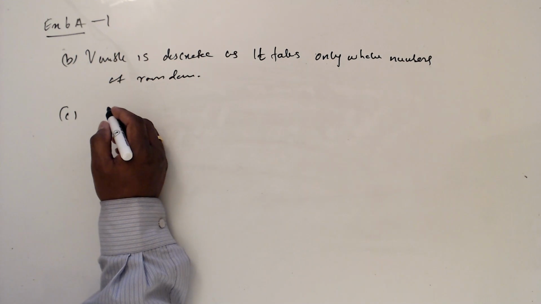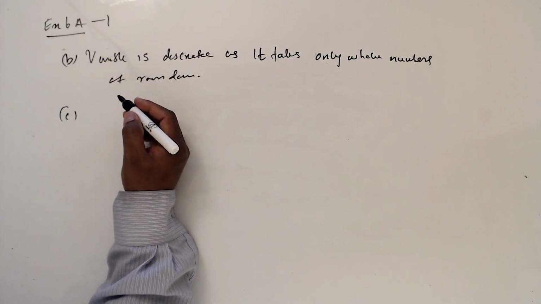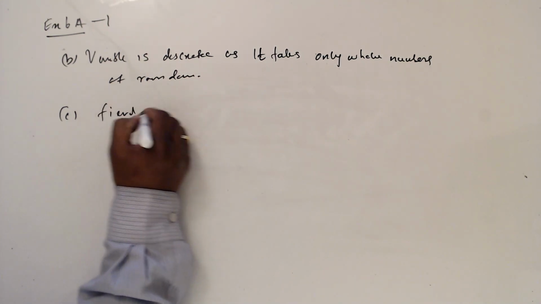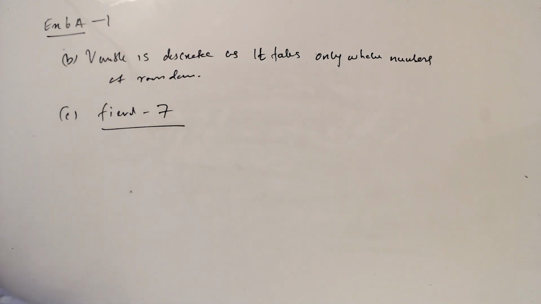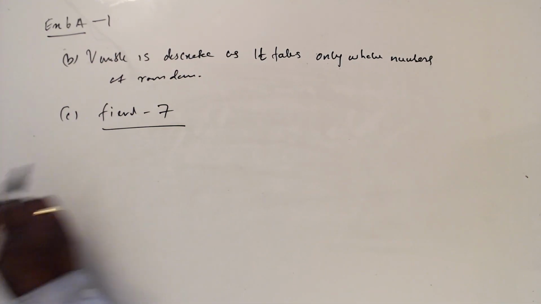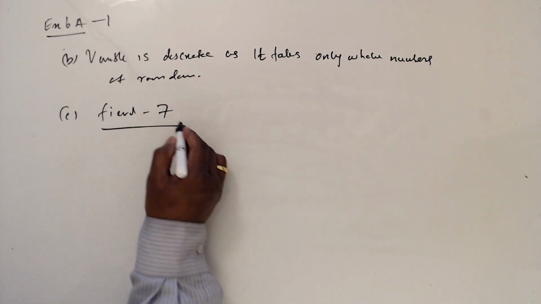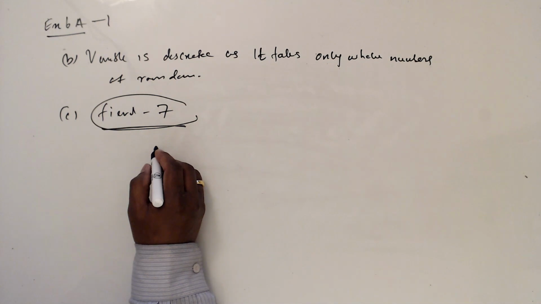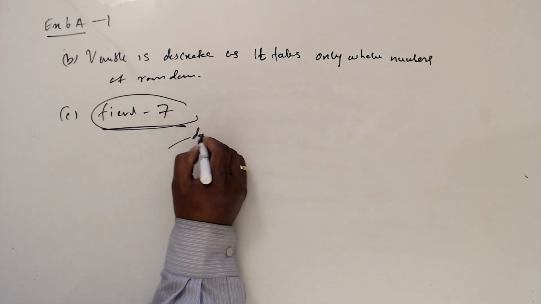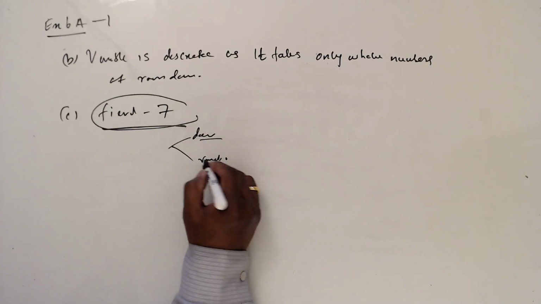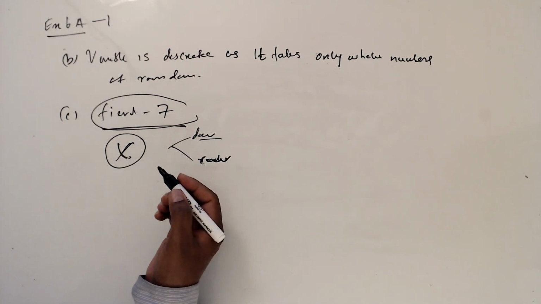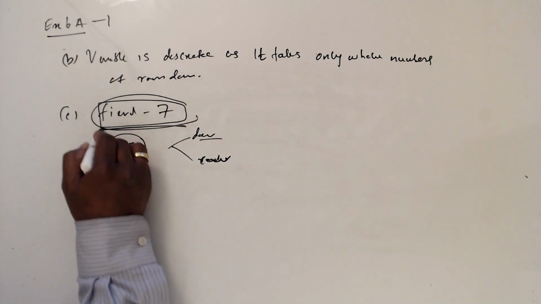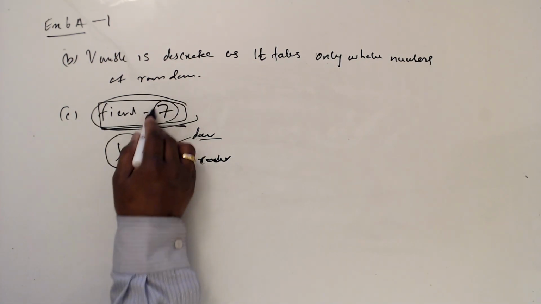Part C, the number of days in a given week. So in a given week, the number of days is a fixed number, 7. Hence, to become discrete or continuous, it has to be a random variable. Because this is fixed, there is no randomness. Because of that, we can't talk about discrete or continuous, because a variable, first of all, has to be random, it can't be fixed. The number of days in a week is 7 always.